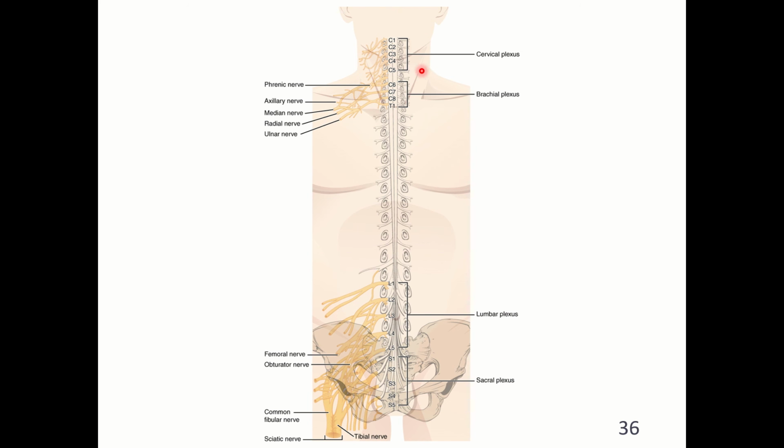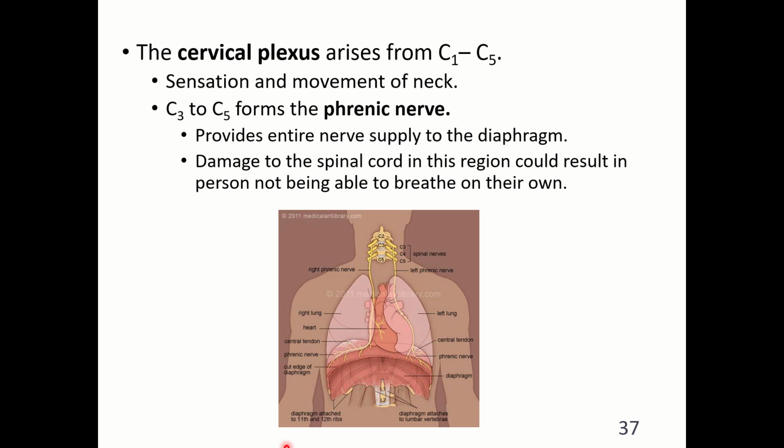Here we see the cervical plexus, which will contain nerves from C1 through C5, the brachial plexus, C6 through T1, the lumbar plexus, L1 through L5, and the sacral plexus, S1 through S5. We're going to look at each of the plexuses individually now. The cervical plexus arises from C1 through C5, and it provides sensation from and movement towards the neck. The phrenic nerve is formed from nerves C3 to C5.